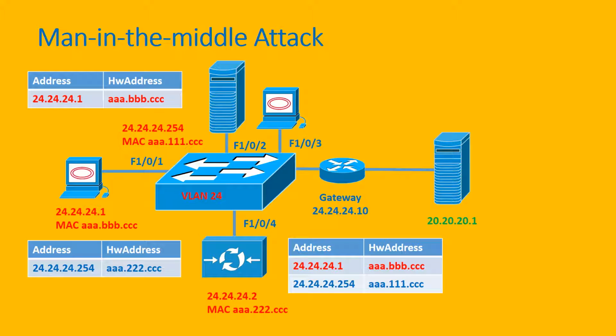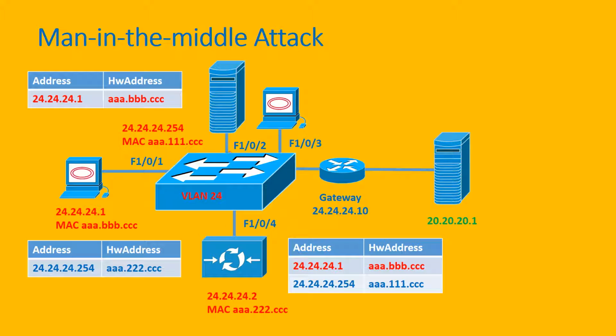Man in the middle attack. As you can see, after taking over the MAC address of the server on the client's ARP table, this network device is now handling all the packets from the client. And in order to make sure that the client is still receiving the packets from the server, this network device is forwarding the packets from the client to the server, and it will happen like this.